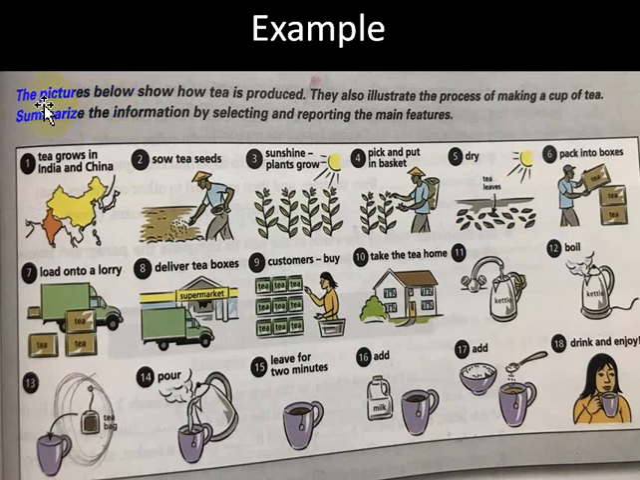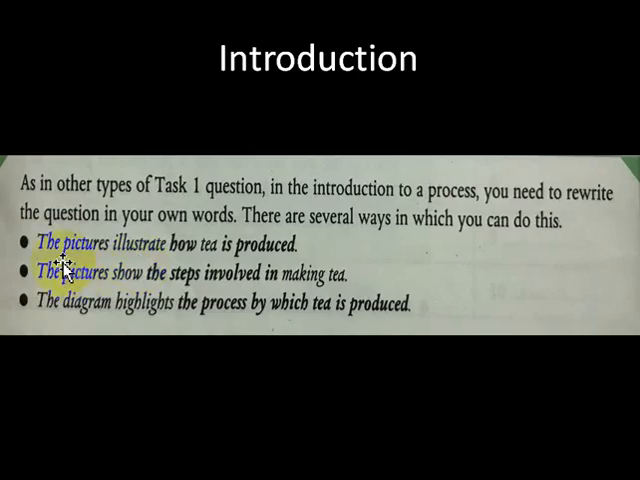These pictures, or the pictures below, show how tea is produced. They also illustrate the process of making a cup of tea. Okay, these are the process of making it, starting from 11 till 18. Okay, we also have some expressions, just like: the pictures illustrate how tea is produced. The pictures show the steps involved in making tea. The diagram highlights the process by which tea is produced. See, "is produced", passive voice.